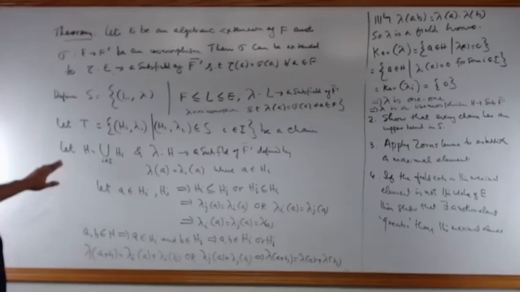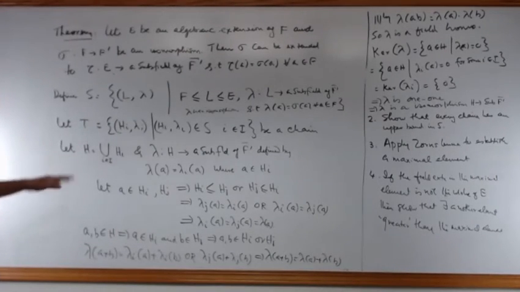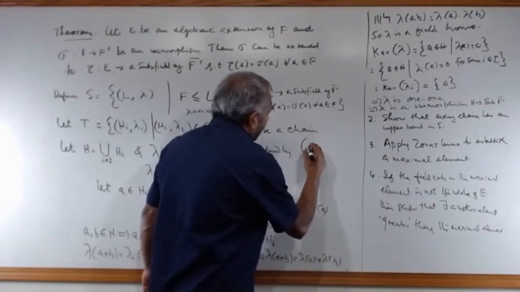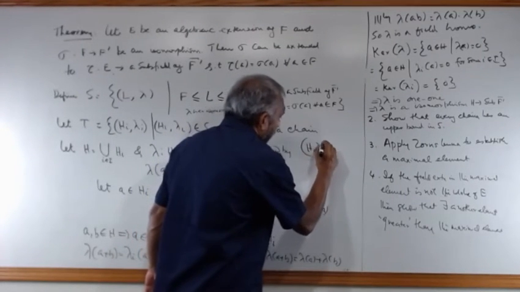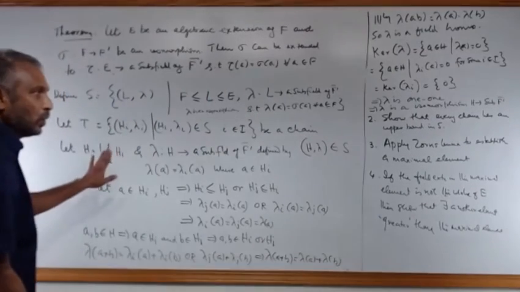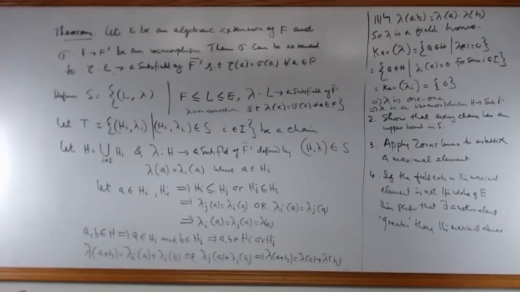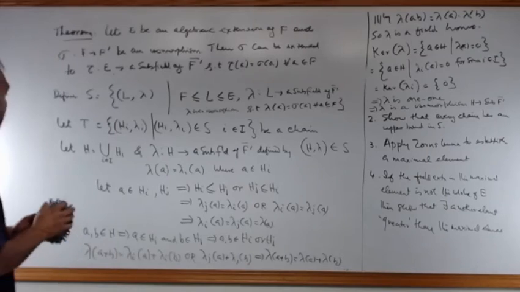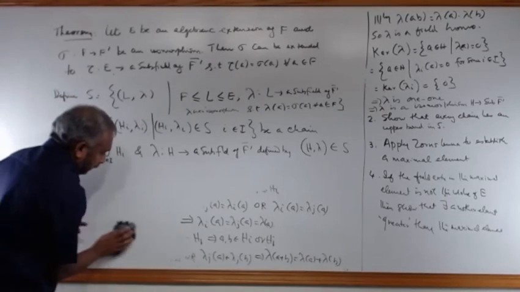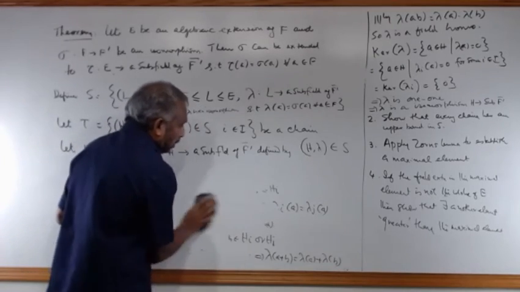So that means H lambda belongs to S. That's all we showed so far. Now we need to show that H lambda is an upper bound.